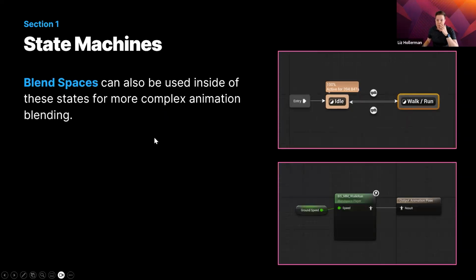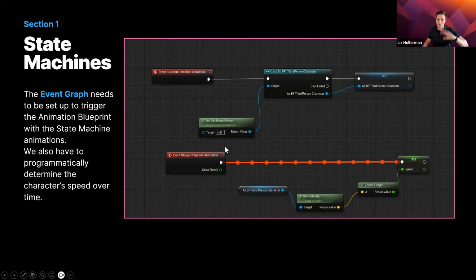And as I mentioned, blend spaces can also go in here. So that's likely what we're going to do right now, is put our blend space in a state machine and see how we can make it work. But because now we're trying to make a way to programmatically control this animation that I have created, I also have to create something in the event graph for this anim blueprint that will trigger my ability to use this animation.